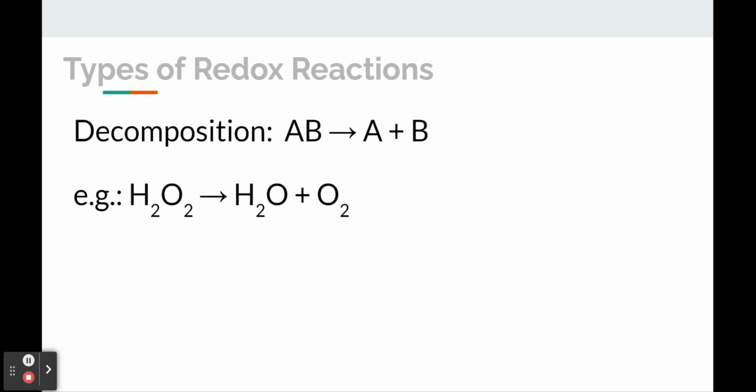Another type is called a decomposition. This is just the opposite of a synthesis. Here you're taking one species, a compound, and you're breaking it up into two species, which could be two elements or could be an element in a compound. An example of this would be hydrogen peroxide, H2O2, decomposing into H2O and O2. This is another type of redox reaction. You can always spot a decomposition because there's only one reactant.